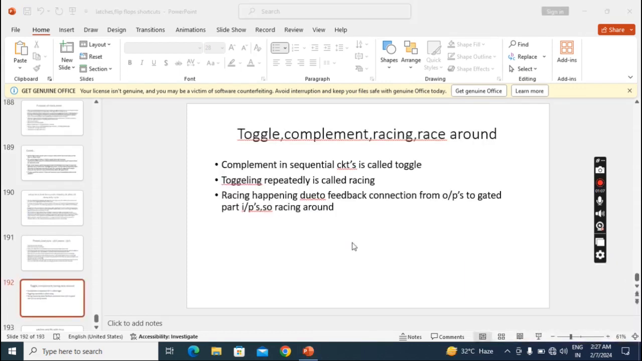In this lecture we'll see the exact difference between toggle and complement. Toggle and complement both indicate inversion, converting 1 to 0, 0 to 1. The word complement we use in combinational circuits, the word toggle we use in sequential circuits. So when we apply clock to the circuit, if complement is happening, that is toggle.